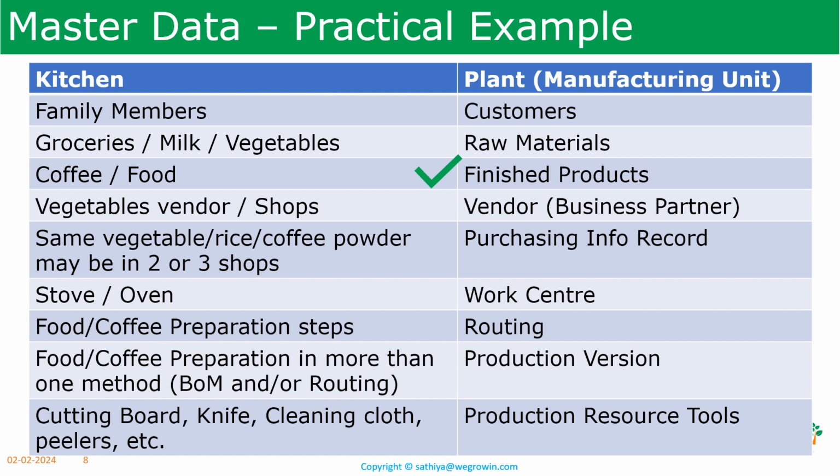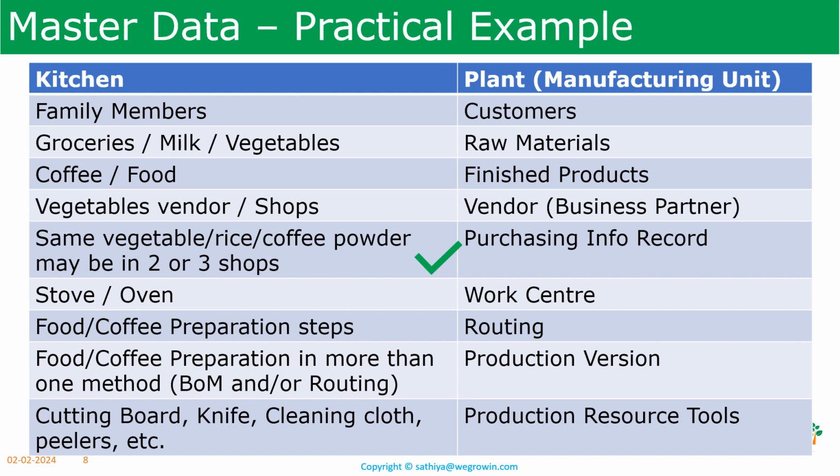Now the grocery, vegetable, and other shops where we go and buy are all the vendors. Here we treat them as business partners. At the same time, we are not going to one shop for one material. For some reasons, we may go to others also. For example, we are buying some coffee. We go and see in one shop, it is not available. The coffee powder, we have to go to another shop, which means that for the same material we have one or two or three suppliers or shops. This is called a purchasing info record, meaning a material and supplier combination.